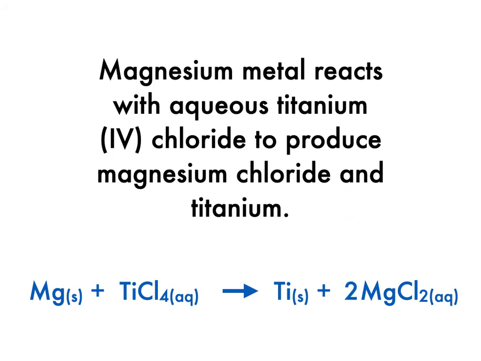To do that, we have to put a coefficient out in front of the magnesium chloride, which now means my magnesiums are out of whack. I need to get a 2 on the other side to get the magnesium balanced. And that's how you go about writing a skeleton equation and then balancing it. Let's take one more stab at it.